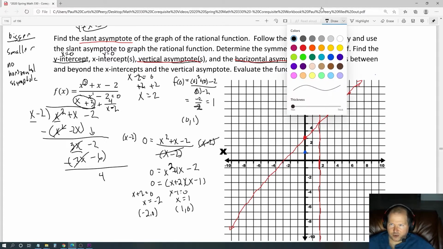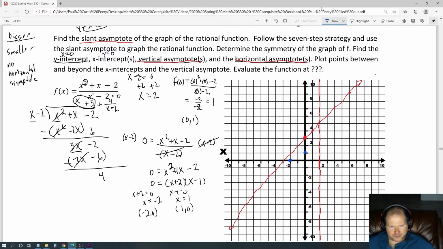Okay, so I'm going to plot those points. One of them is at (negative 2, 0), which is right there. And the other one is (1, 0), which is right there. Okay, and you can already kind of see how this is going to be a curving thing. It's going to go right along this red line that's vertical, and it's going to go right along the red line that is slanted. So now we have our x-intercept and y-intercept.